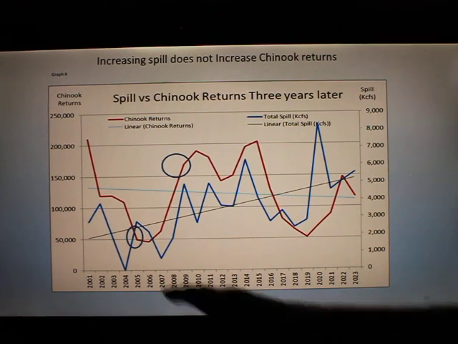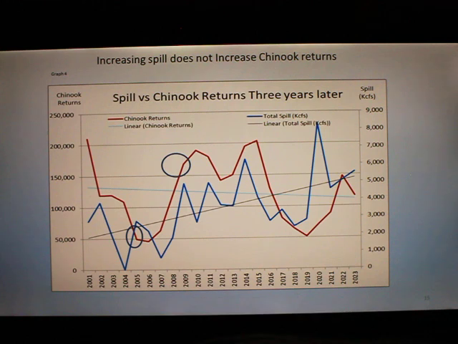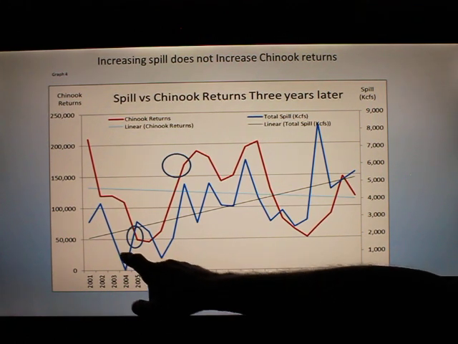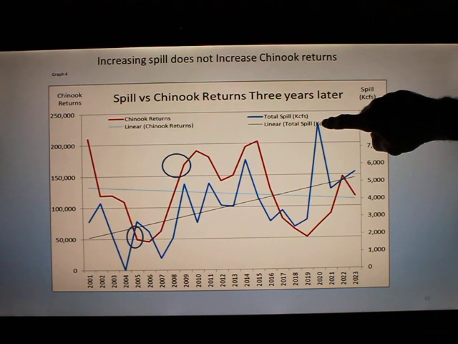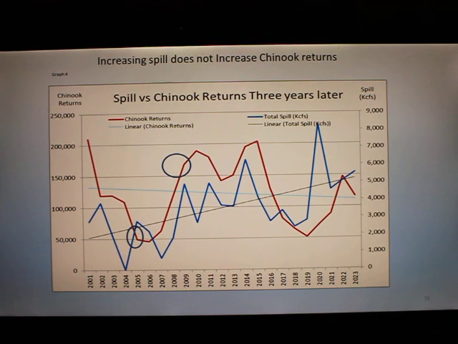However, you'll note that the Chinook return trend line is really quite flat. So we're not seeing spill, as it increases, make a significant increase in adult Chinook returns. In fact, when we spill a lot, we don't get good returns.